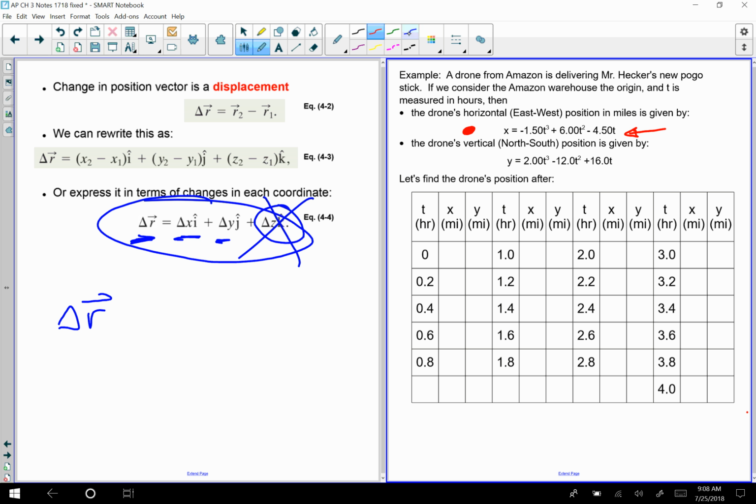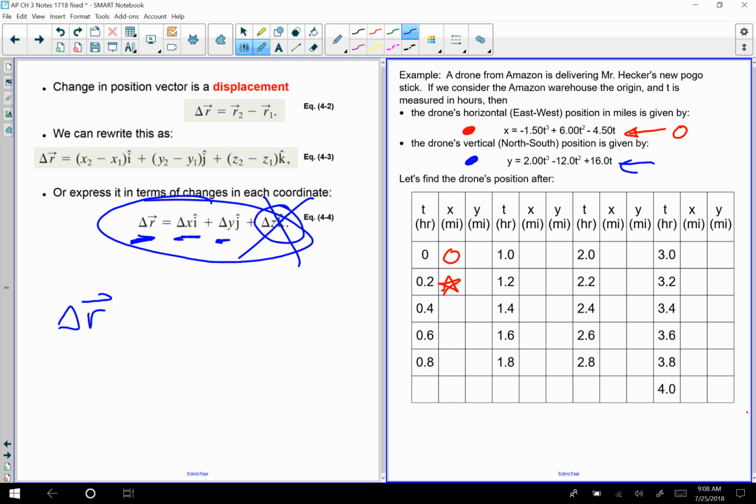And similarly, the drone is also going to go north and south. And so this expression here gives us how far north or south of the warehouse the drone is at any given instant. So you can see, we could plug in values of t for x. If you plug in 0 for your time, then your x turns out to be 0. If you plug in 0.2, it gives you some other value.